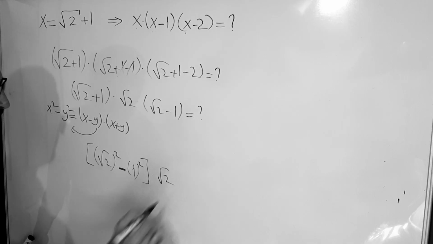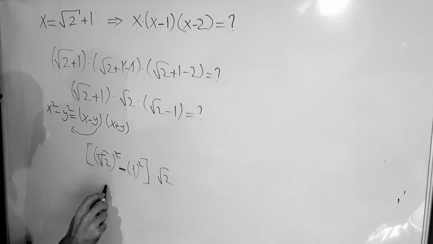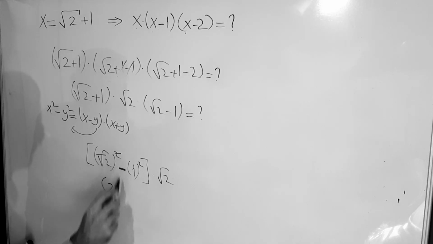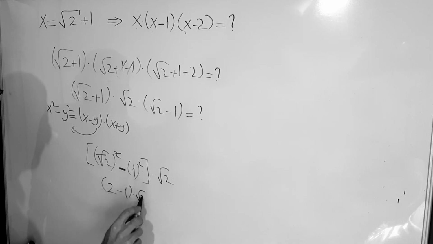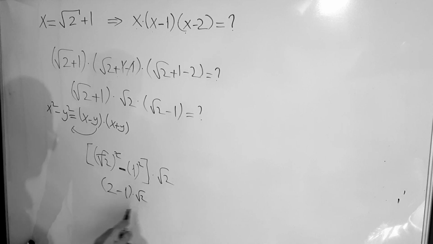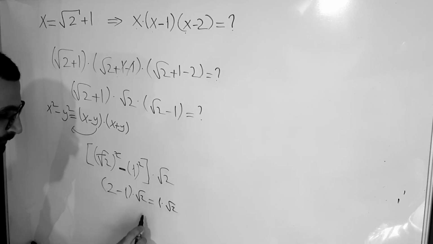The square and the square root are inverse operations, so they cancel each other out. We apply the squares to our numbers. The square root of 2 squared becomes 2, and 1 squared stays as 1. So 2 minus 1 times the square root of 2. Now we simply perform the subtraction inside the parentheses. 2 minus 1 gives us exactly 1.